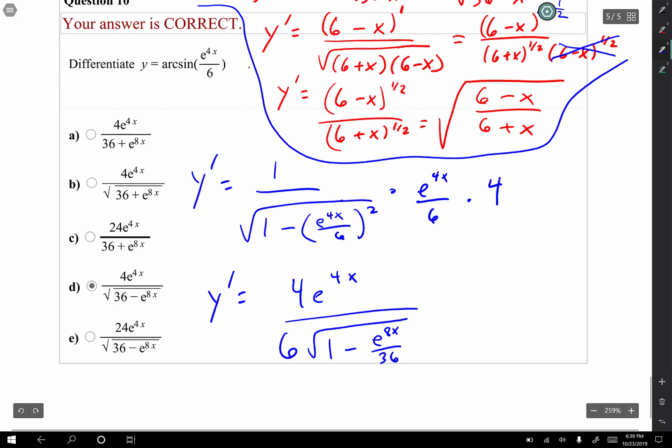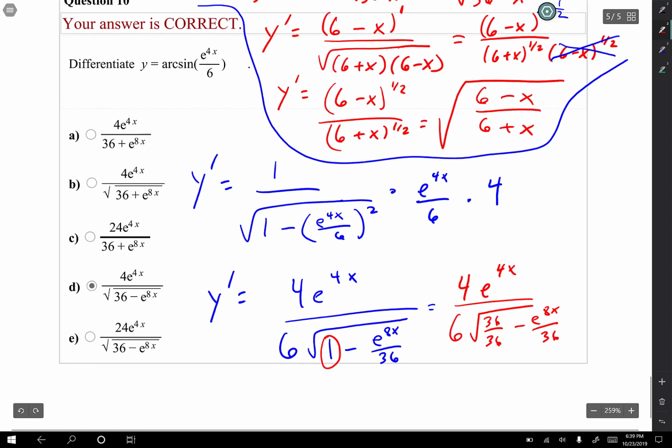And I don't think I have that just, yeah, they're going to make you work a little bit, guys. So that 6 turned into 36. You know what? Let's reduce this right off the bat because that's kind of bugging me. I have a 4 and a 6. Oh, you know what? No. Never mind. It was bugging me until I saw that it's a 36 and it's going to cancel out. So, all right. So here's what I see. Leave the top as 4e to the 4x. I'm going to turn that 1 into 36 over 36. So I have 6 square root of 36 over 36 minus e to the 8x over 36.